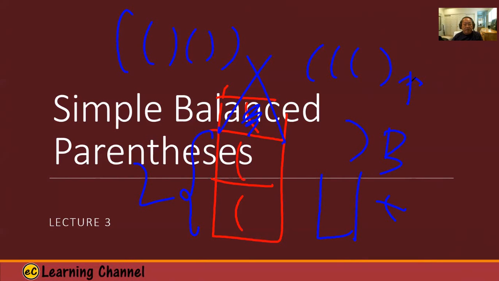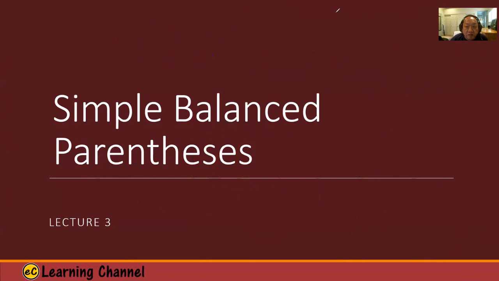Otherwise, using push and pop, I should be able to check whether my parentheses are balanced or not. And actually, anything in between is useless. Say I have this one.